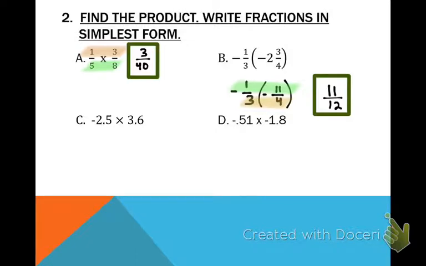Okay, for the next one, I am multiplying a negative decimal times a positive decimal. What is my answer going to be? Negative or positive? It has to be negative. Okay, very good. Let's go ahead right now and multiply these together. 2.5 times 3.6. When you are multiplying, you never have to line up the decimal points. Interestingly enough, they actually did line up here, but for the future, you don't have to line them up.